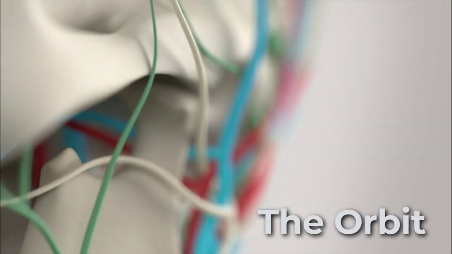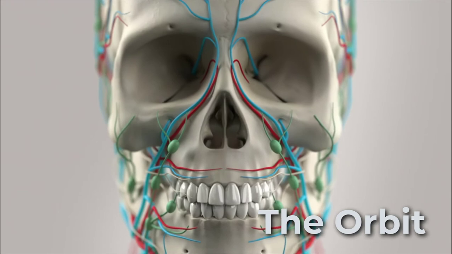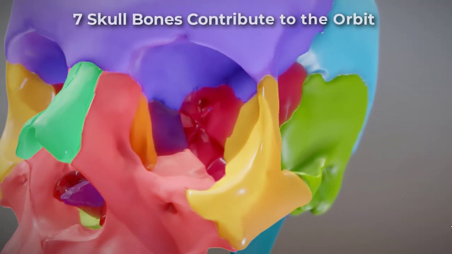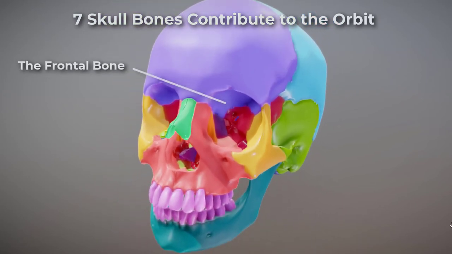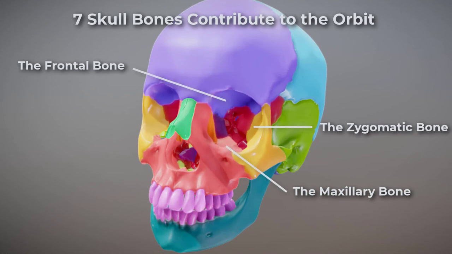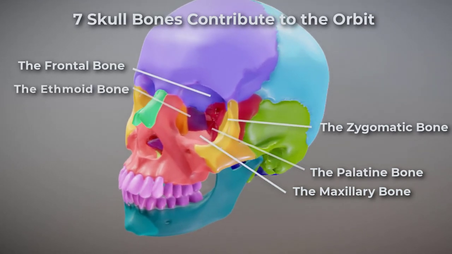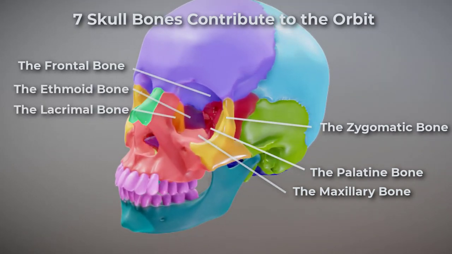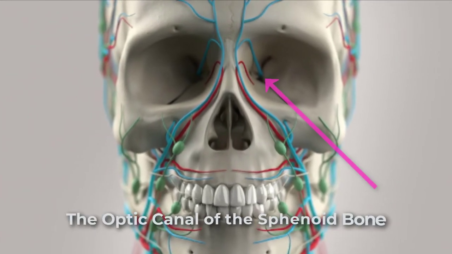The orbit is the bony socket that houses the eyeball and contains the muscles that move the eyeball or open the upper eyelid. The walls of each orbit include contributions from 7 skull bones. The frontal bone forms the roof, and the zygomatic bone forms the lateral wall and lateral floor. The medial floor is primarily formed by the maxilla, with a small contribution from the palatine bone. The ethmoid bone and lacrimal bone make up much of the medial wall, and the sphenoid bone forms the posterior orbit. At the back of the orbit is an opening called the optic canal.